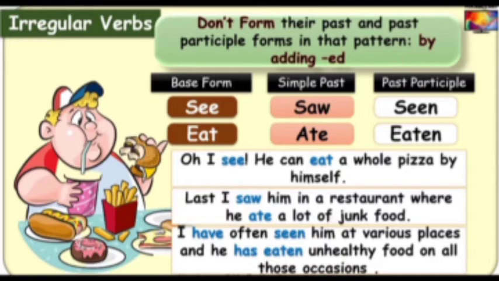Now the last example. I have often seen him at various places and he has eaten unhealthy food on all those occasions. In this sentence, the words are used in the past participle form. See has become seen and eat has become eaten. And as I have already told you in the previous slide, in past participle forms, we use has, have or had. I have already discussed this with you in parts of speech, but once again I'll repeat it.